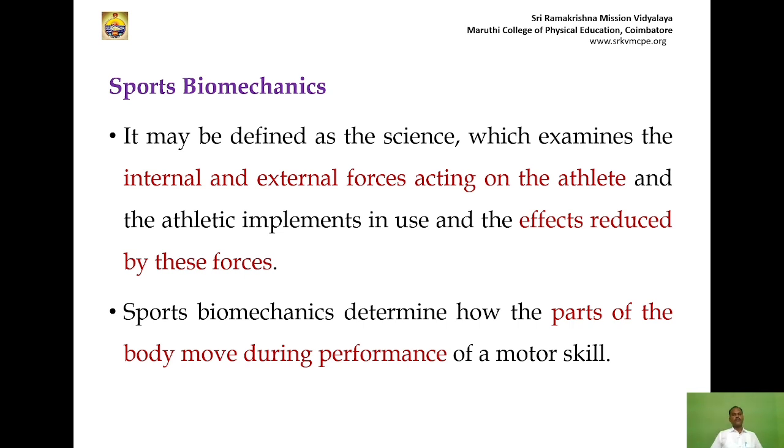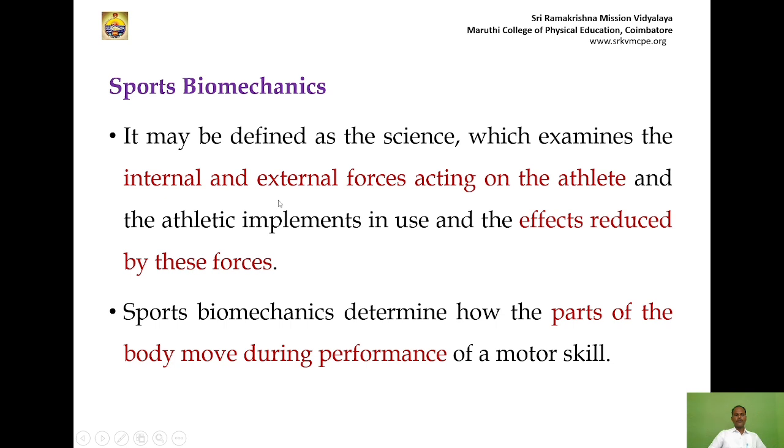And what is the meaning of sports biomechanics? In the last class, we saw biomechanics. Here we are emphasizing sports biomechanics. With the same definition, it may be defined as a science which examines the internal and external forces acting on the athlete, here I emphasize the word athlete, and the athletic implements in use, and the effects produced by these forces. Here I have added two important words: one is athlete, another one is athletic implement.